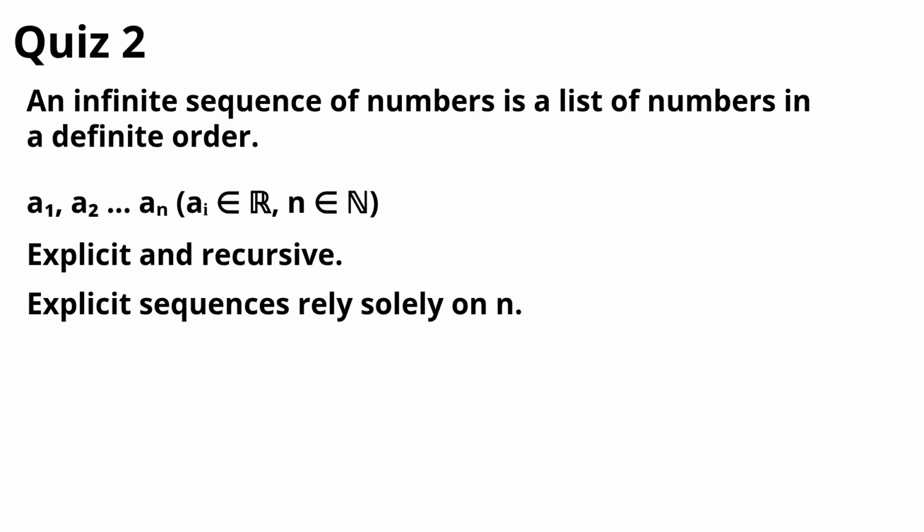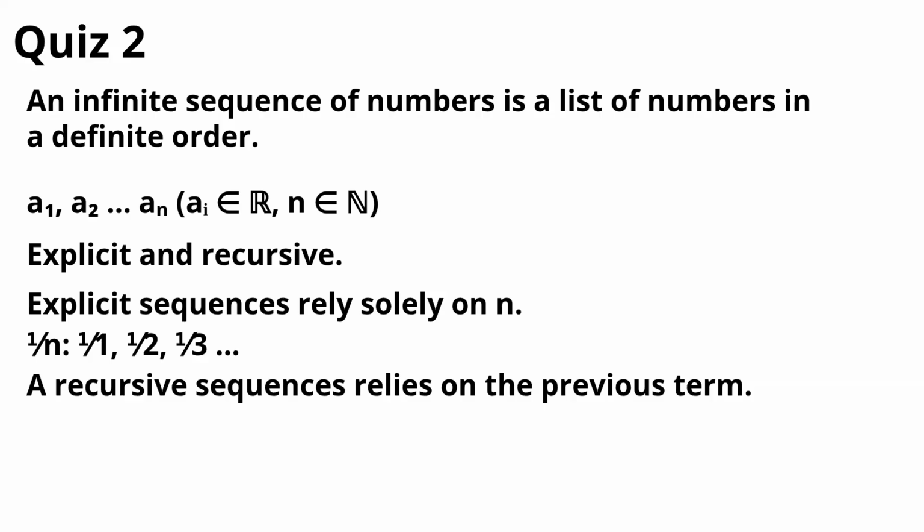Explicit sequences rely solely on n. So, for example, an explicit sequence could be 1 over n. So the first term would be 1 over 1, which is 1. The second term can be 1 over 2. The third term would be 1 over 3, and so on.